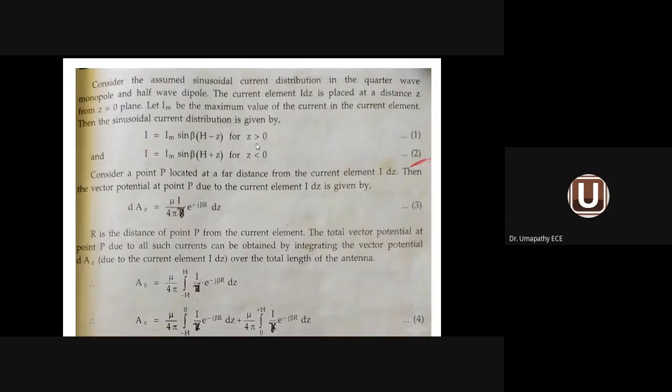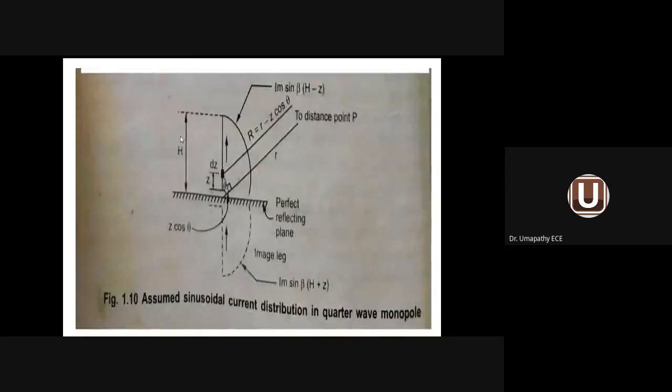So we are writing Z greater than 0, Z less than 0. Then, as usual from the previous topic, we are measuring the expression for vector potential at point P, dA Z. This is equation number 3. From equation number 3, I am integrating. When I integrate, I will get A Z. So when I do integration, with some manipulation and calculation, finally I will get the A Z value equal to this.